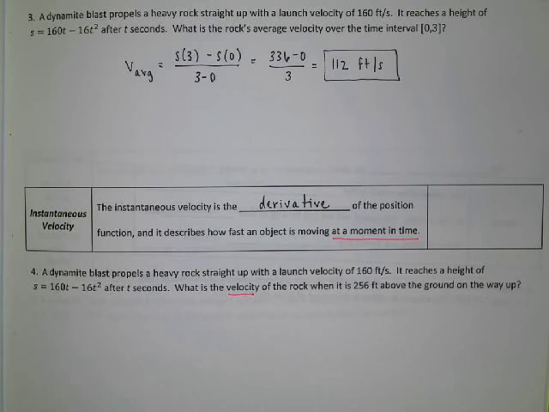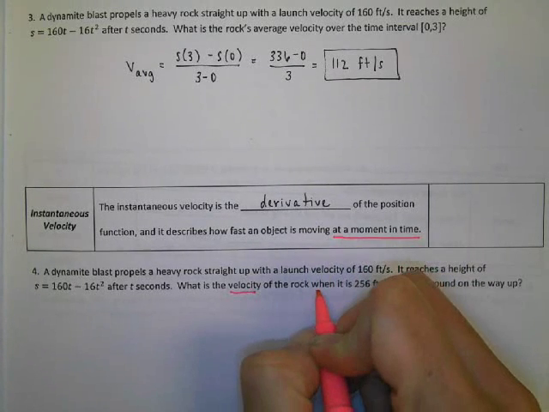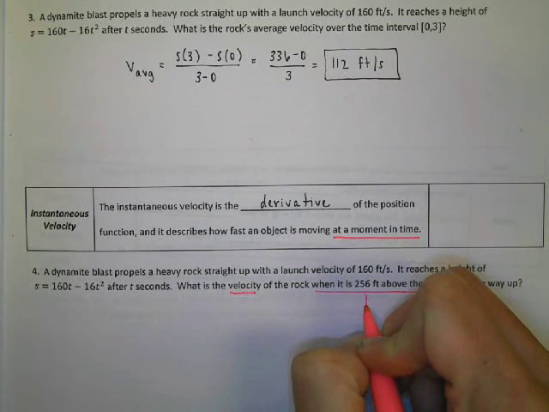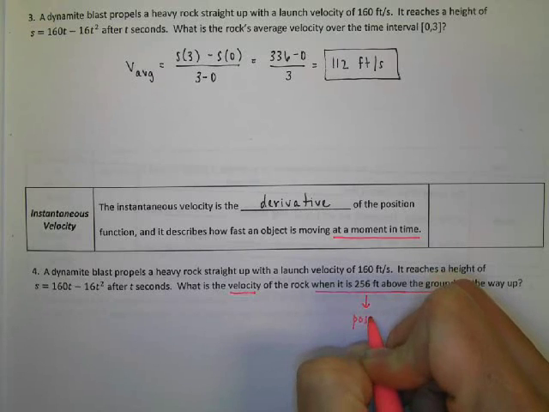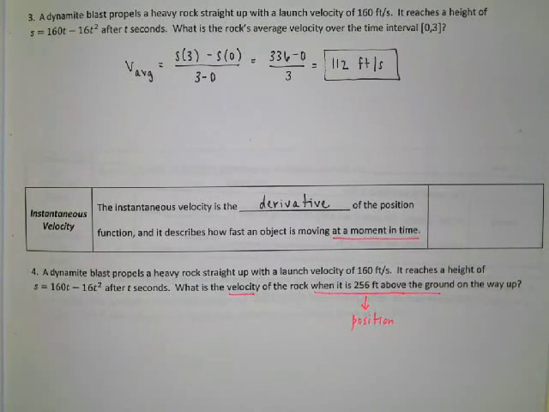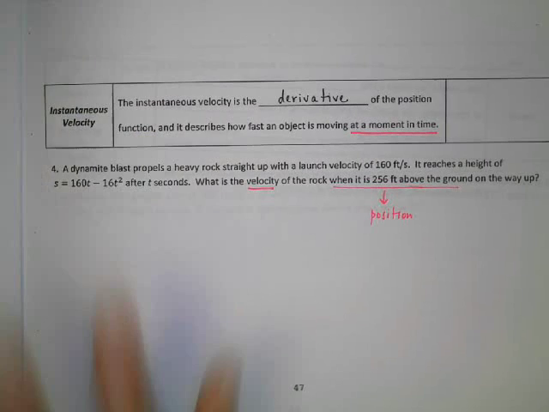So you'll notice here they're not specifying a time where we need to find that instantaneous velocity. We actually need to use this information when it is 256 feet above the ground. That's telling me about its position. We need to use that information about the position to figure out that time and then use that time to calculate the instantaneous velocity. So let's take a look at how this works.